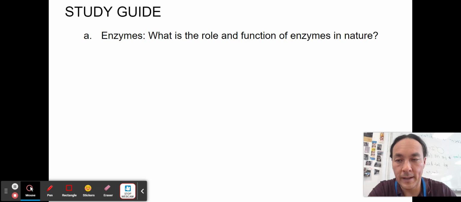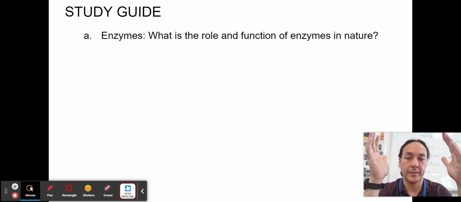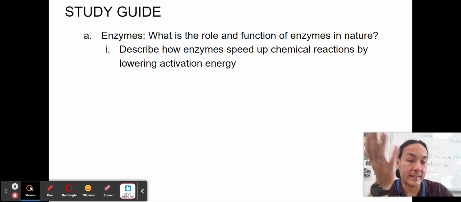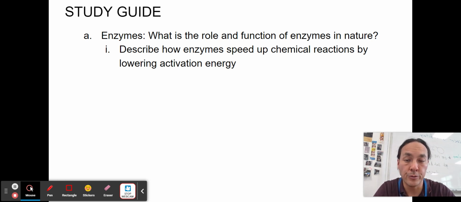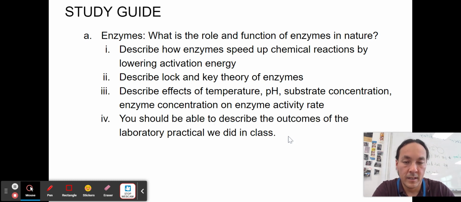Enzymes. So enzymes are proteins, and that's why I included them in this unit. They're absolutely critical to our body. We did a lab with hydrogen peroxide and catalase. Catalase is an enzyme that breaks down hydrogen peroxide into water and oxygen. Hydrogen peroxide is H2O2, and with the addition of catalase, it's broken up into water and oxygen. Can you describe how enzymes speed up chemical reactions, the lock and key theory, and how temperature and pH affect them, as well as substrate concentration and enzyme concentration? And you should be able to discuss the lab that we did in class.